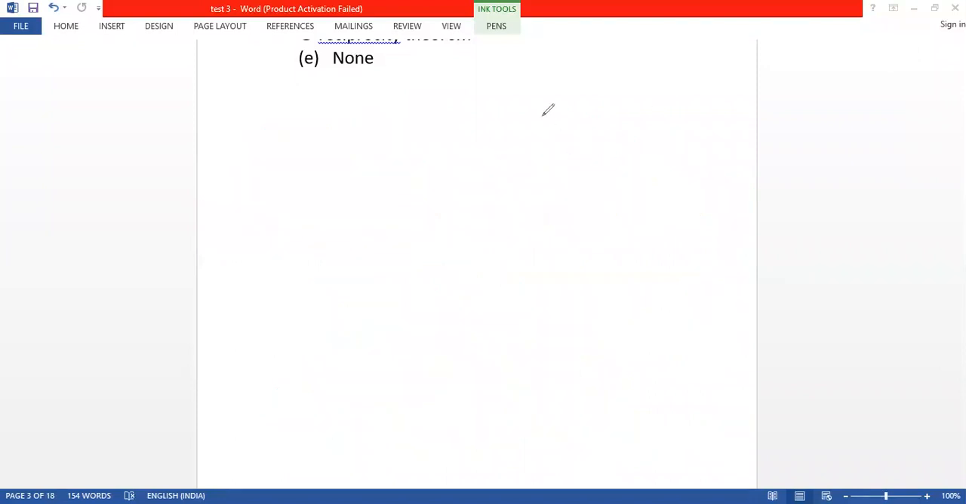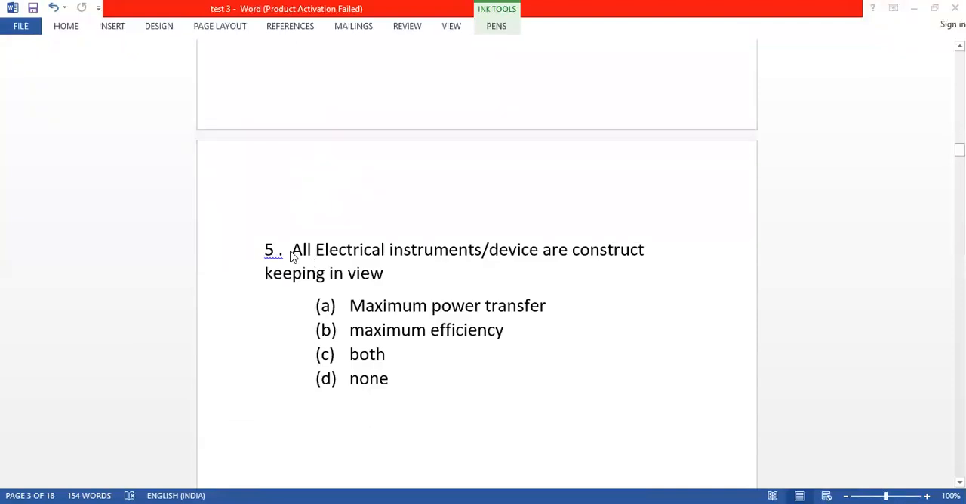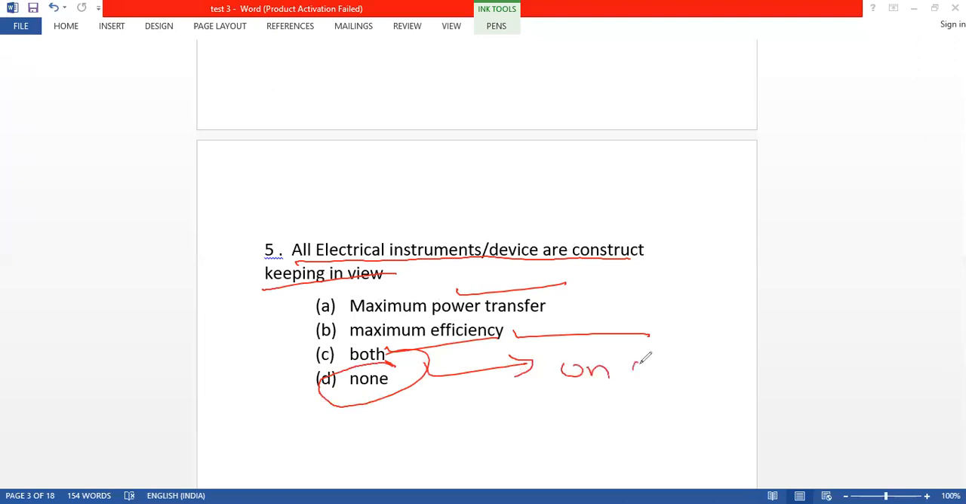Now let me give you one problem as homework. All electrical instrument, please read this question and comment your answer in the comment box. Is an electrical instrument or device constructed keeping in view of A, maximum power transfer, maximum efficiency, both, or none? If the answer is none, tell me on what factor. Just comment in the comment box.